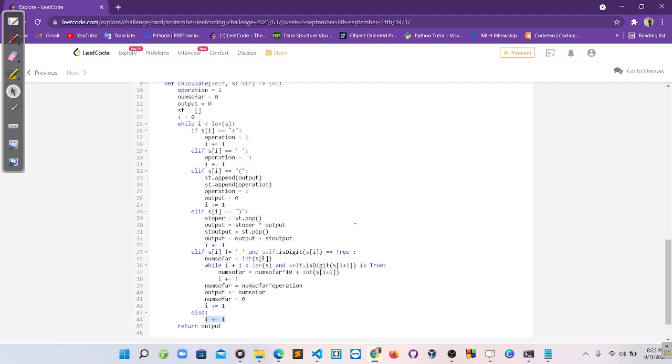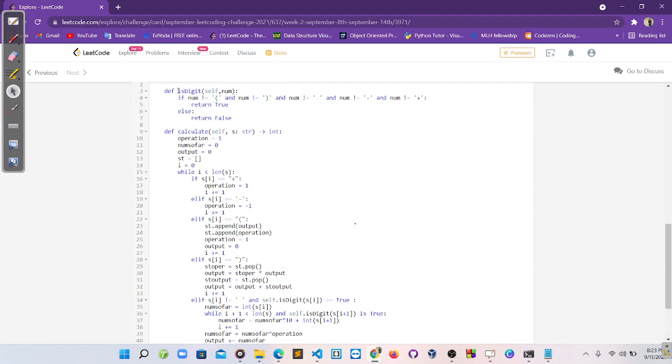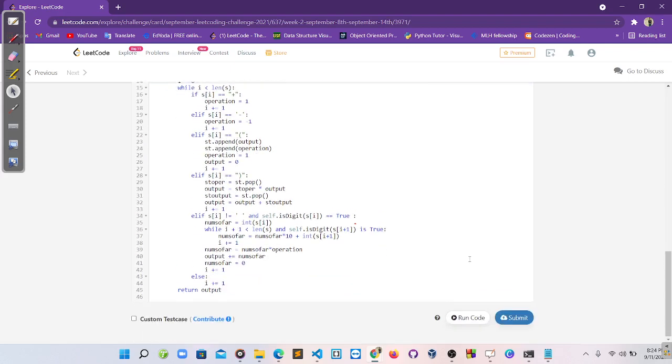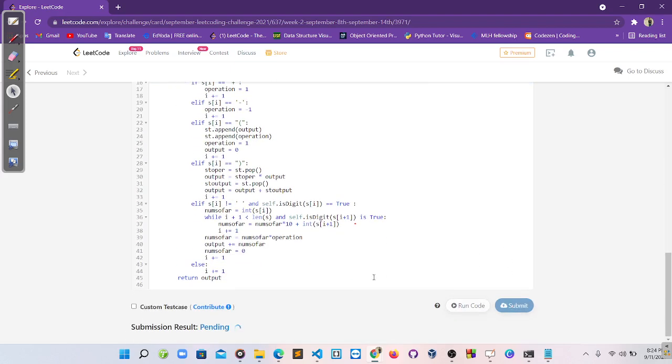So that is the code. And for digit, I simply did one thing. Whatever the character we have, it should not be an opening bracket, not a closing bracket, not a space, not a minus, not a plus sign, because these are all the possibilities that we have. If it is not, then it means it should be a number, so we return true, otherwise we return false. So I think the problem runs well.